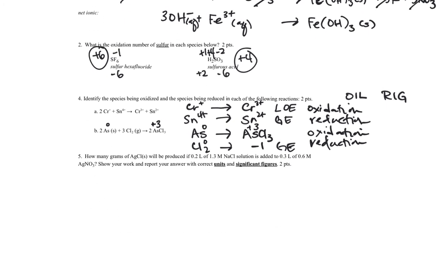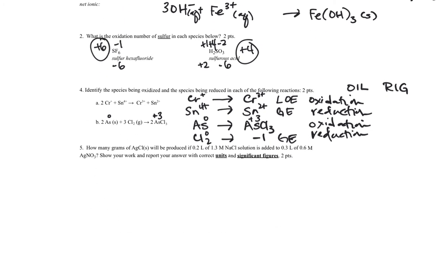Okay, so let's look at number 5. How many grams of silver chloride will be produced if you mix these two different solutions together? So the first thing we need to do is write out the equation. Sodium chloride plus silver nitrate is going to produce silver chloride plus sodium nitrate. That's our overall balanced reaction.